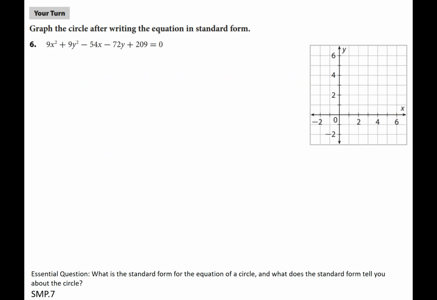All right, so let's take a look at number 6. The first thing I would do would be rearrange the order and get the x's together and the y's together. And I'm going to move the 209 over to the other side. So 9x squared minus 54x plus 9y squared minus 72y, and I'm going to subtract the 209 from both sides. So we get negative 209.